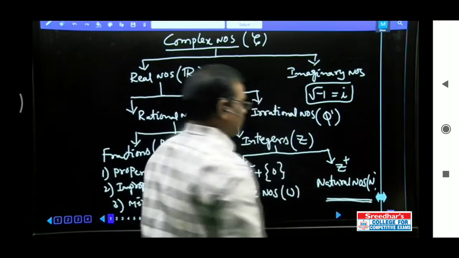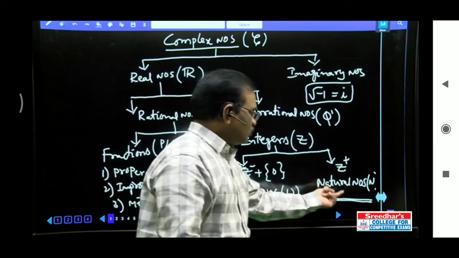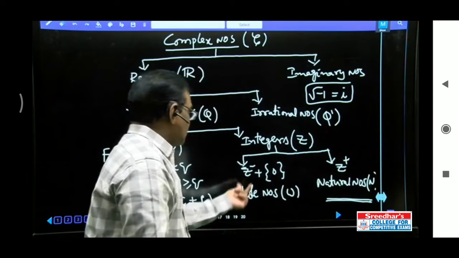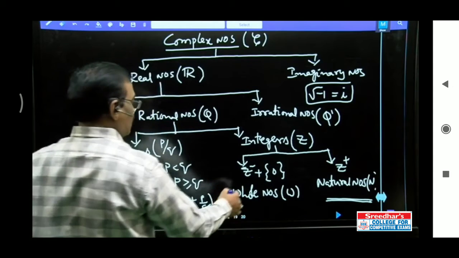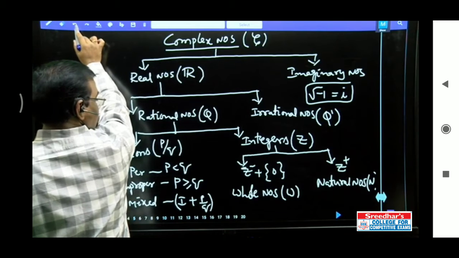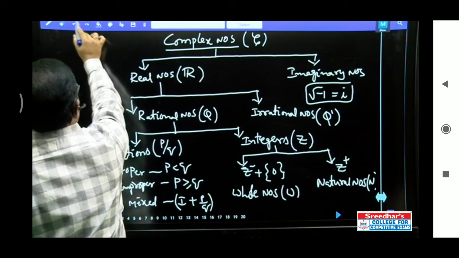Natural numbers are the numbers which are used for counting, and the set of natural numbers is denoted by the letter N. Natural numbers together with 0 are called whole numbers.